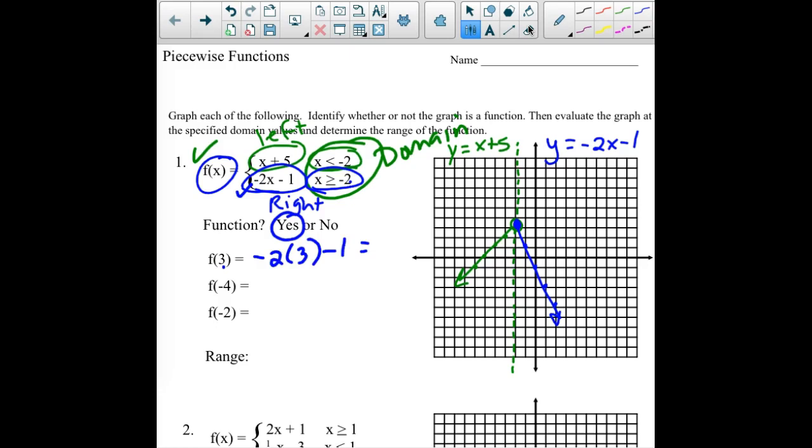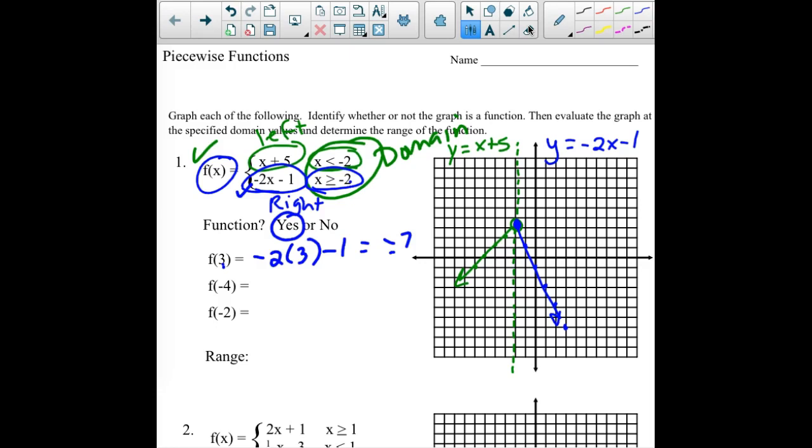What do we get? If we check -7, putting an x of 3 in, we should get a y value of -7. So go over here to 3. Are we down here? Did I not go far enough? 1, 2, 3. Down here at -7. Okay, that fits.